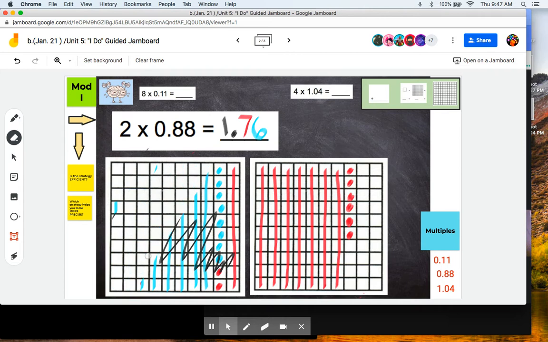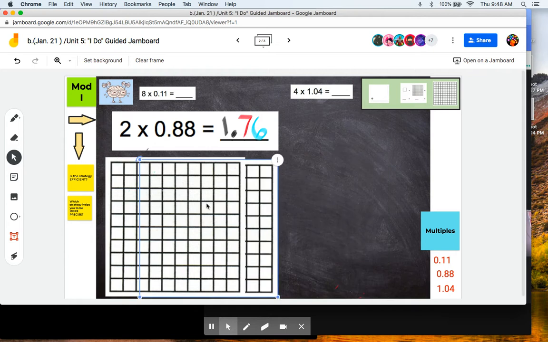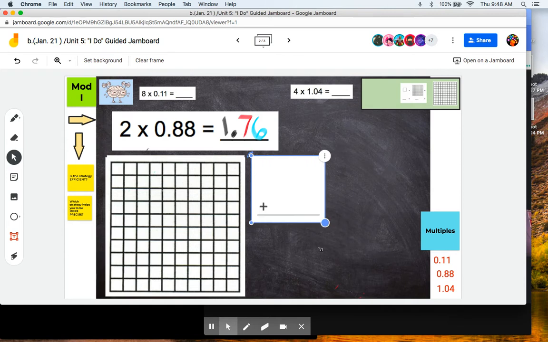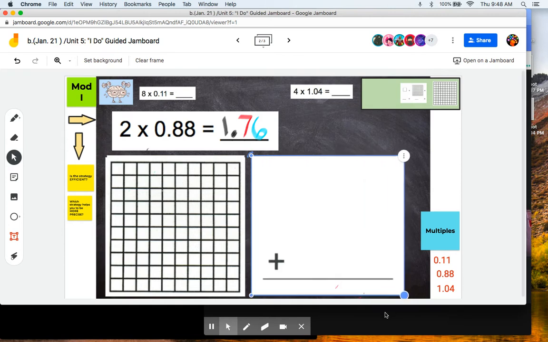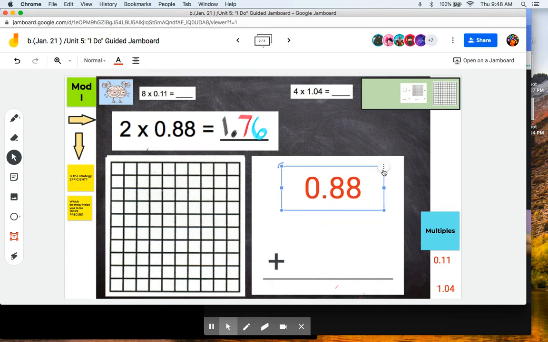Now, repeat addition. Will I get the same sum as the product that was shown in my model? Let me just make sure. 88 hundredths. How many times? 2 times. So 88 plus 88.